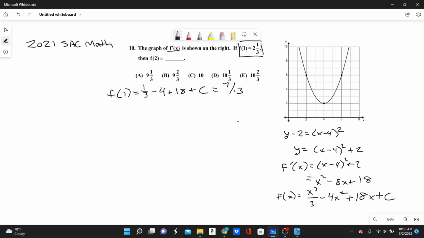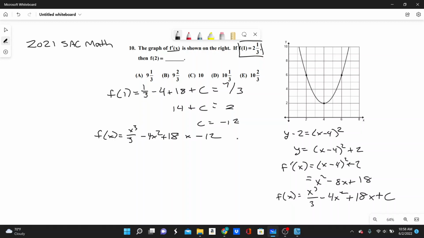So I'm going to actually move the 1/3 over to the right to start with. So 7/3 minus 1/3 is 6/3, which is just 2. And then I'll combine the other things on the right. So negative 4 plus 18 is 14, and then plus c. So we know that c equals negative 12. And now we have our equation. f of x equals x cubed over 3 minus 4x squared plus 18x minus 12.